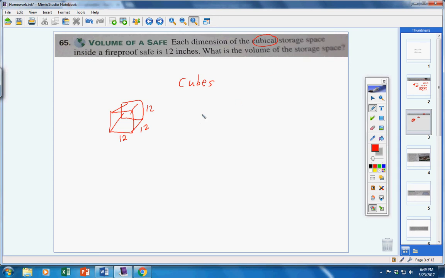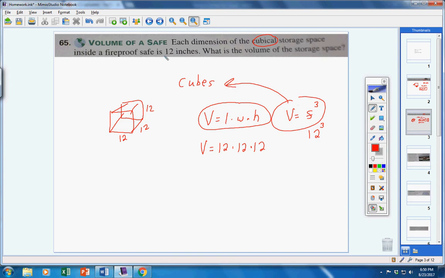Now in your notes we learned the volume of a cube is length times width times height, or you could say side cubed. Either way is fine. So to find the volume we have 12 times 12 times 12, or you could say 12 cubed. Now this formula only works when you're talking about cubes, and we are dealing with a cube. Let me grab my calculator real quick. 12 times 12 times 12 is 1,728.